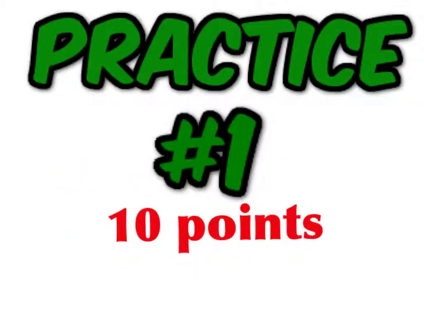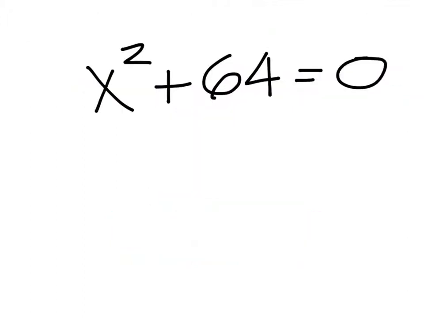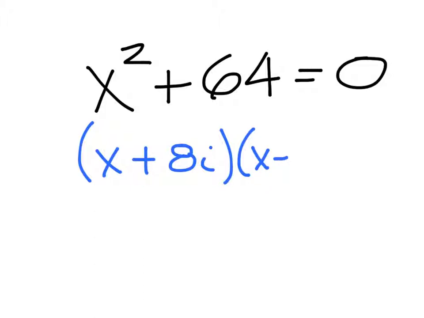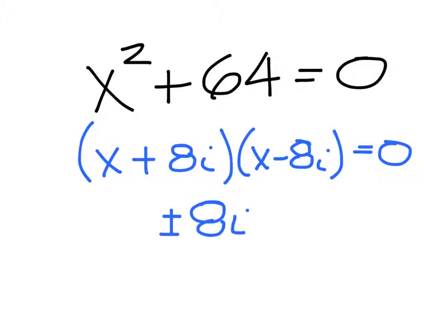Give this a try. Drop it off up here. For the solution, you should have x plus 8i, x minus 8i. So that makes the final answer plus or minus 8i. And don't forget you had to rewrite it as x squared minus a negative 64 equals 0 before you started.